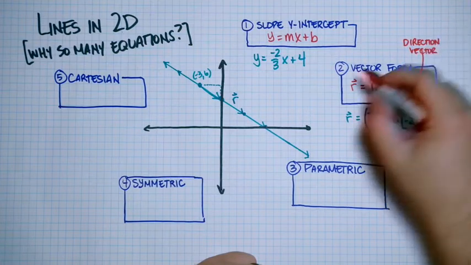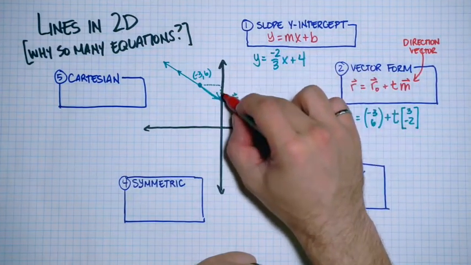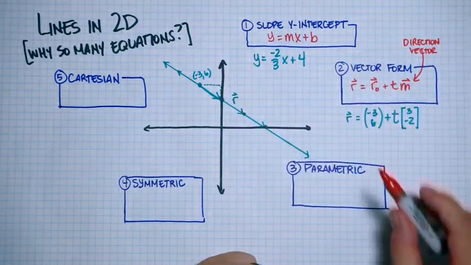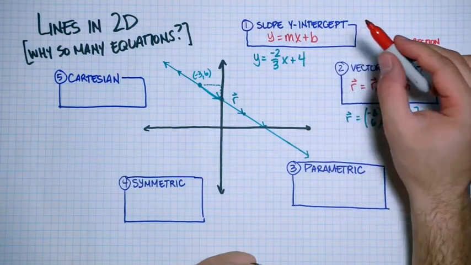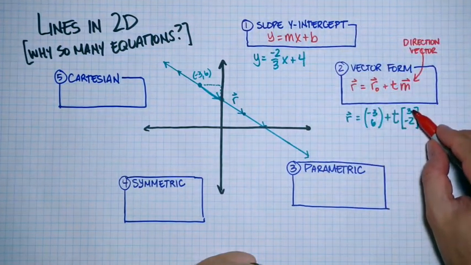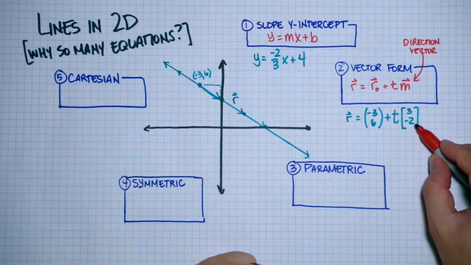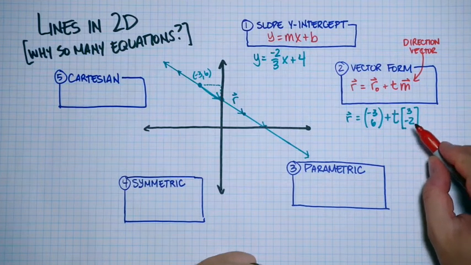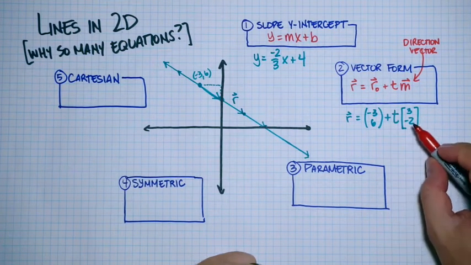And I've called that m because it's sort of like the slope, right? It's sort of like the slope of the line, but it's actually not the slope. Notice how the slope of this line was negative 2/3, and our direction vector is actually 3, negative 2. And if you think about that for a second and why that's the case, just look here.